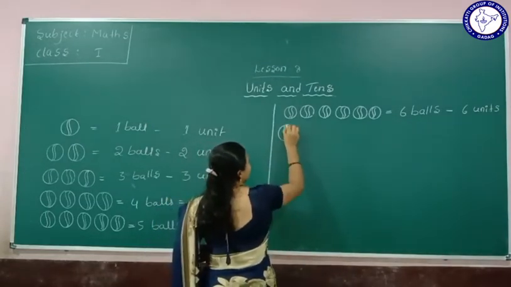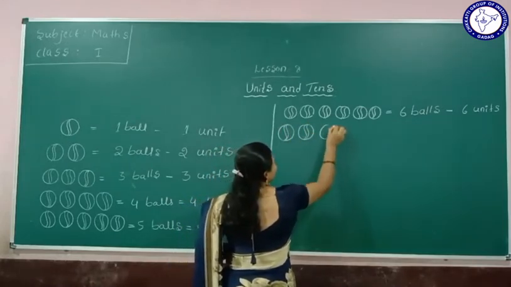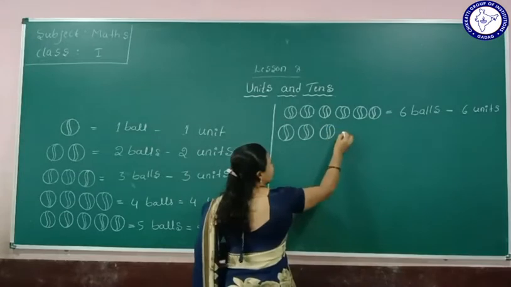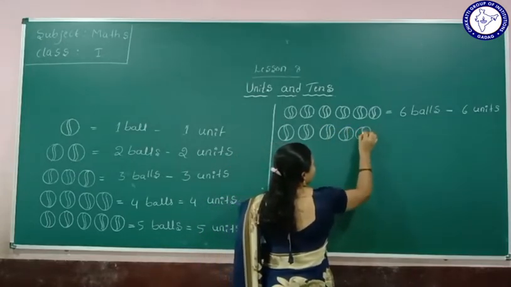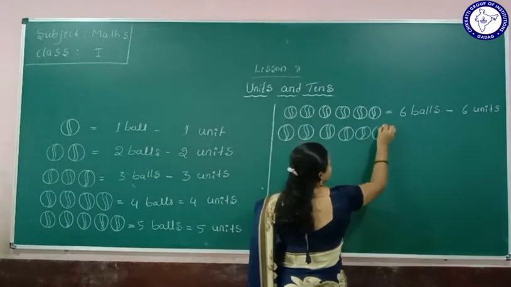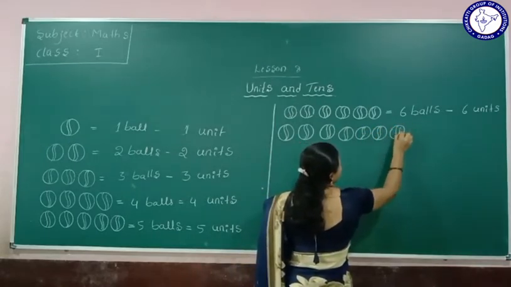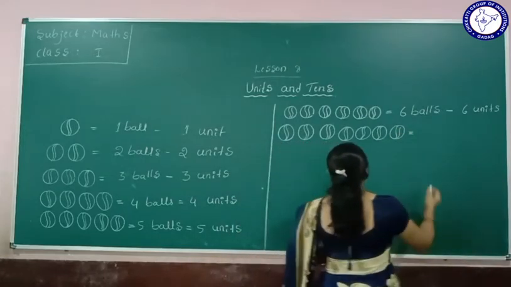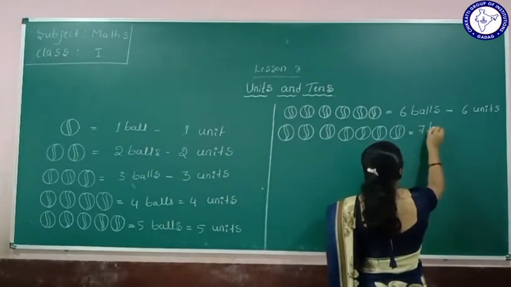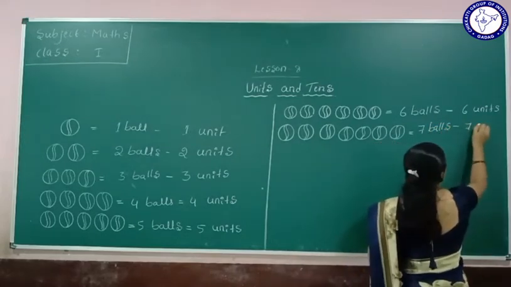The number 7. 1, 2, 3, 4, 5, 6, 7. Yes. So how many balls are there here? So totally 7 balls. Yes, 7 units.